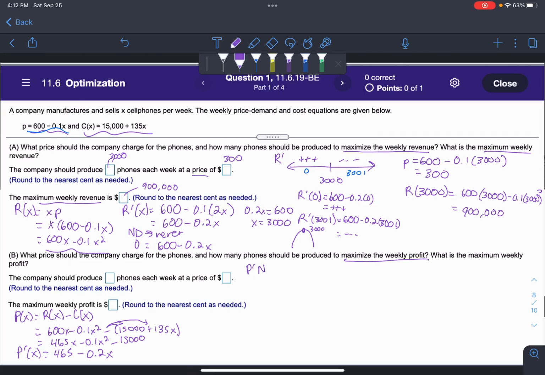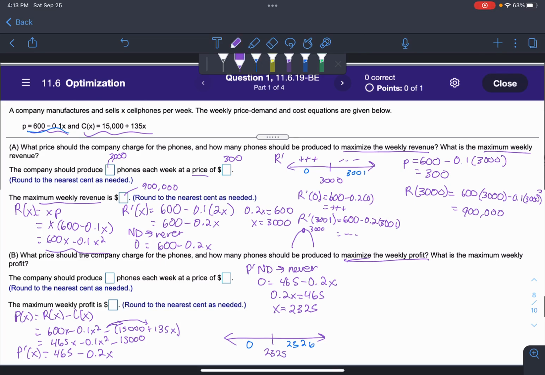Since my derivative is a line, it will always be defined, but it will equal 0 at some point. This occurs when 0.2x is equal to 465, or when x is equal to 465 divided by 0.2. This gives me 2325. So we want to check that 2325 is a maximum. Let's test the points 0 and 2326. And this is a 5, by the way.